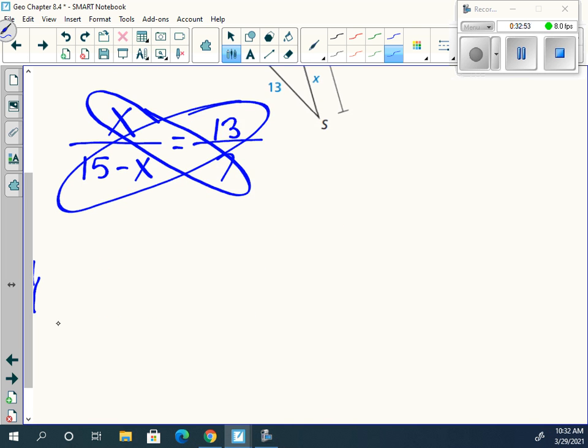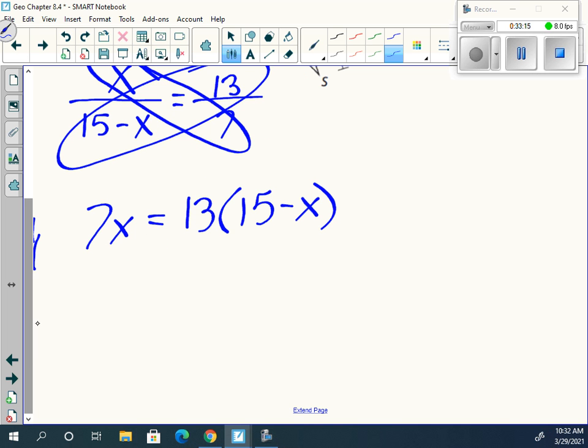So what we'd have is x times 7, which is 7x. And here we're going to have 13 times 15 minus x. Now we could have multiplied both sides by the denominators, multiplied both sides by 7 and 15 minus x, and that would get us the same thing. Any questions on this here? Now we can distribute the 13.